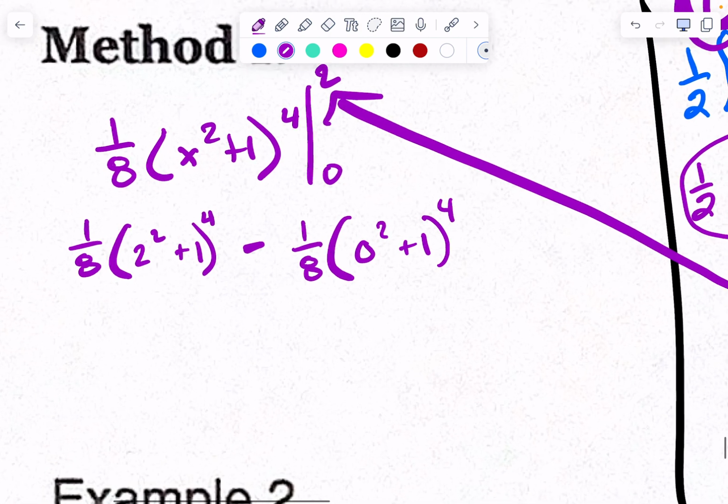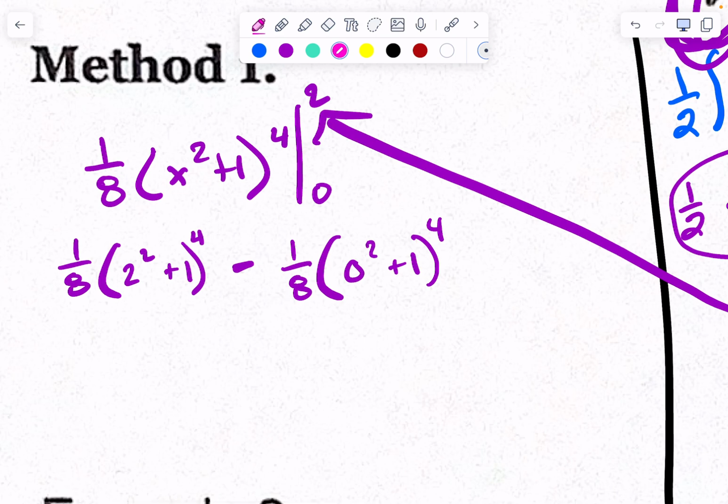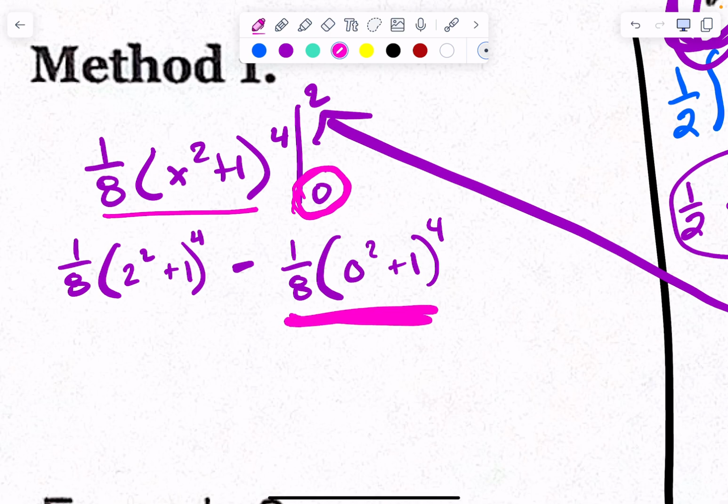Okay, now, I don't know if you remember from before, but we've done stuff before where when we're plugging 0 in, it's really nice because it just ends up being 0. That is not the case when we're doing substitution. This guy won't always end up coming out to be 0, so be careful of that.